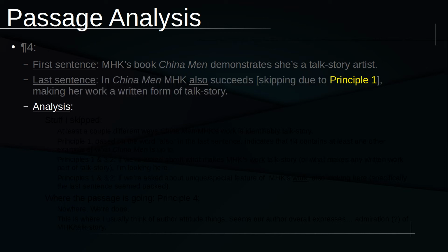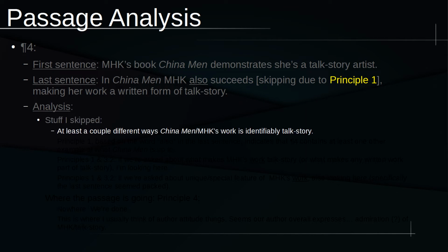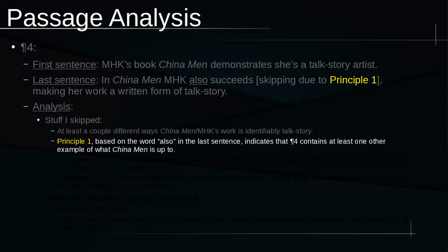We will now be moving into the analysis phase. And of course, starting with the stuff that I skipped. The first thing I'm going to guess is that there's probably at least a couple of different ways that Chinaman and the rest of MHK's work is identifiably talk story. And this is based on Principle 1. Principle 1 really is the only place it really comes from.